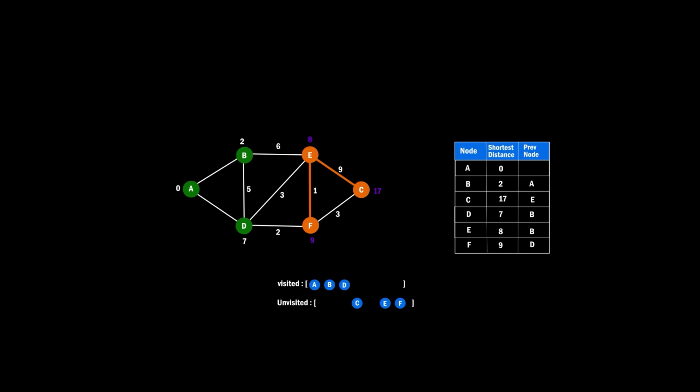So we can update our distance to C in our table, set the shortest distance to 17 and the previous node to E. When we now look at F, we see that we have a new distance of 9 to F, which is exactly the same as our old distance to F. So we don't update anything. And we are finished with our node E.